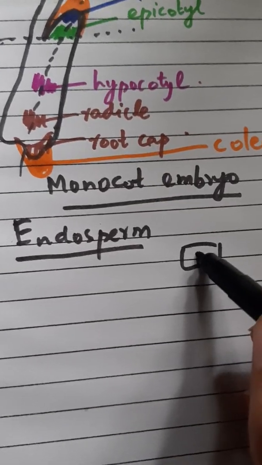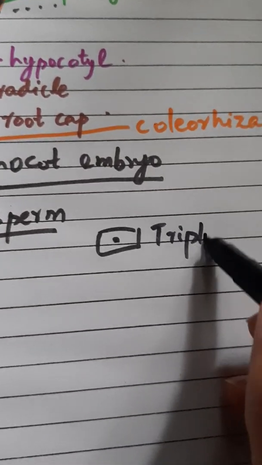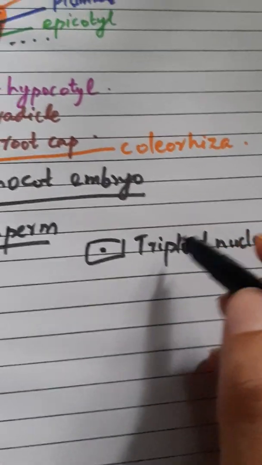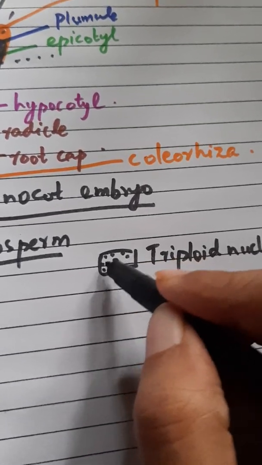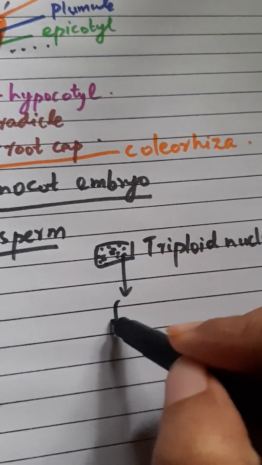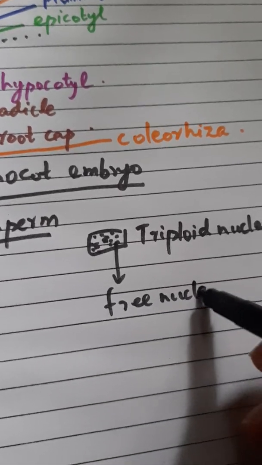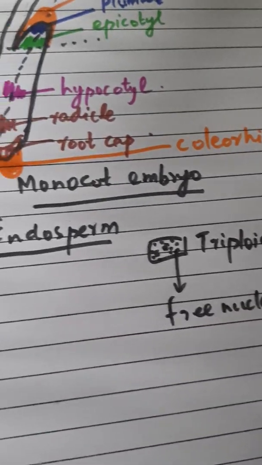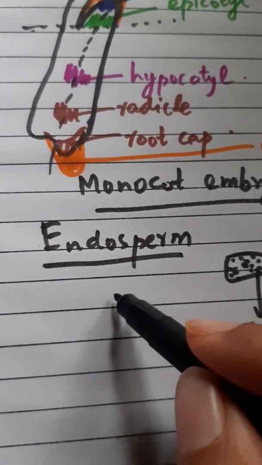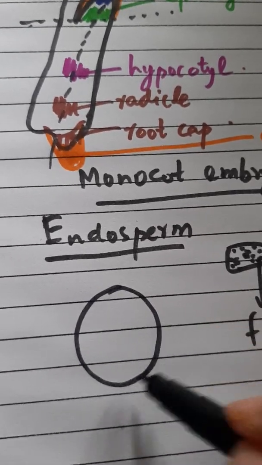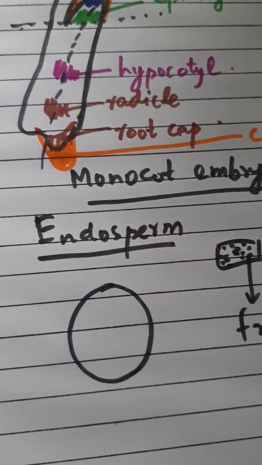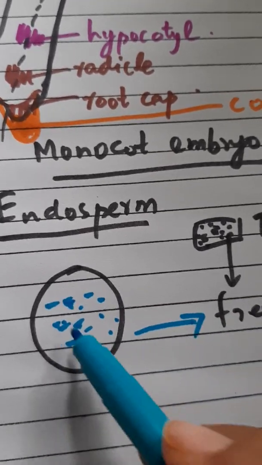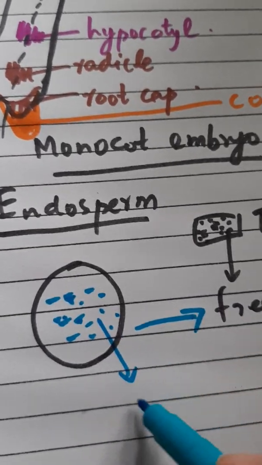Endosperm cells which are having triploid nucleus will divide in such a way that there will be lots of free nuclei initially. Free nuclei. This condition can be seen in case of coconut. In coconut, the liquid part of the coconut is actually the free nuclei. It is actually the liquid endosperm.